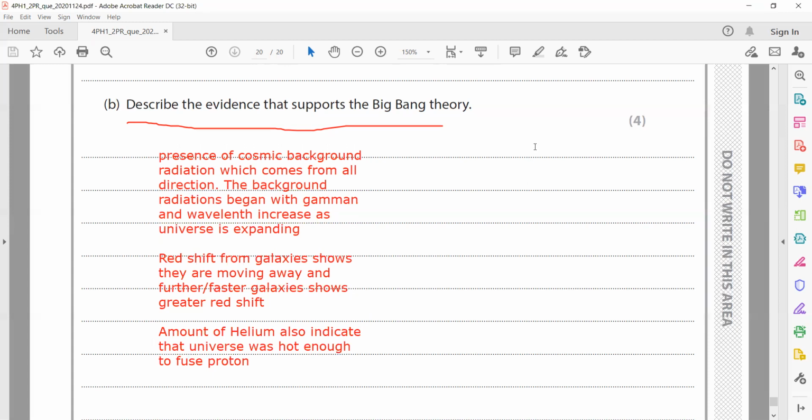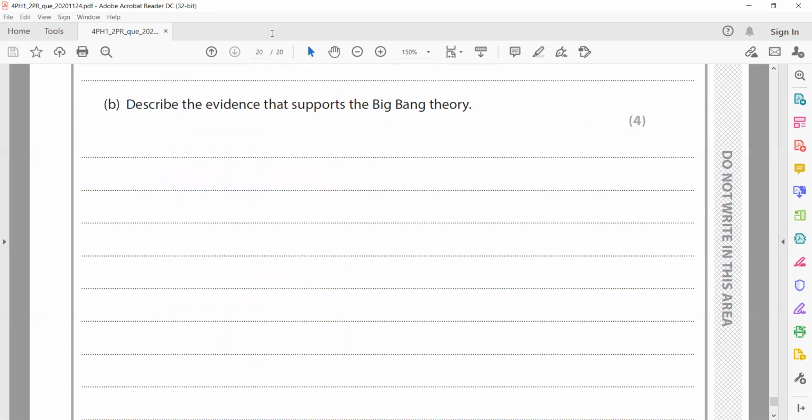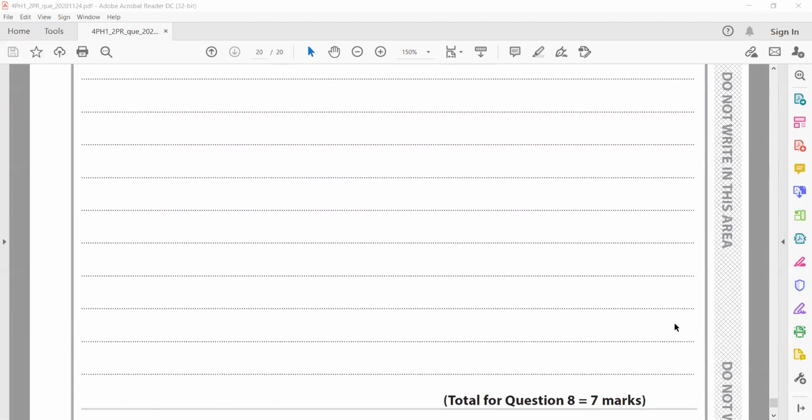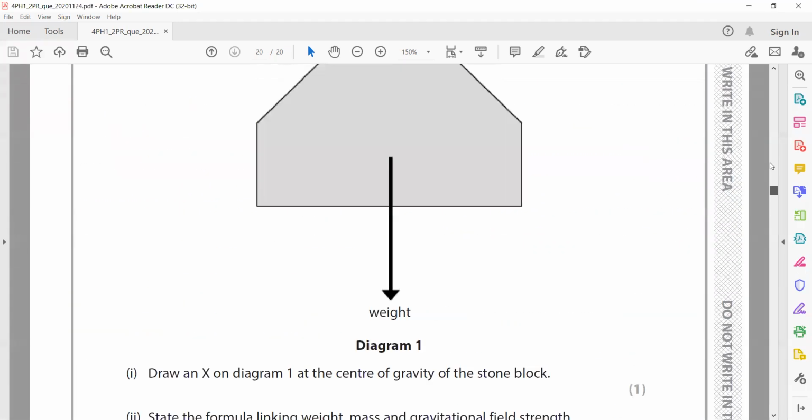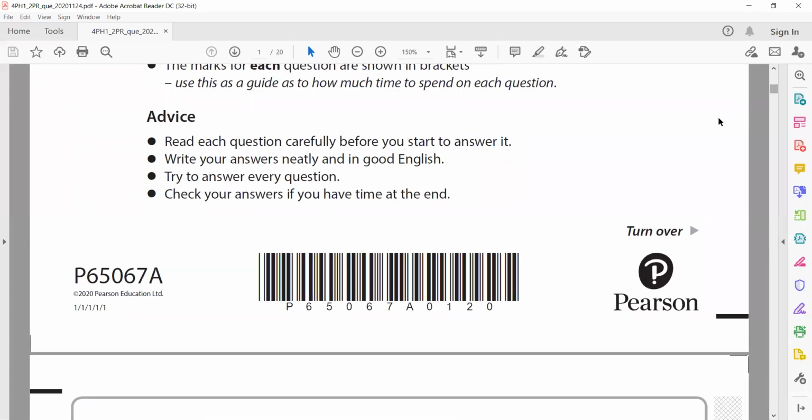You don't have to write all of this. You can take one or two points from this and write your answer. So this was the last question from paper 2PR.